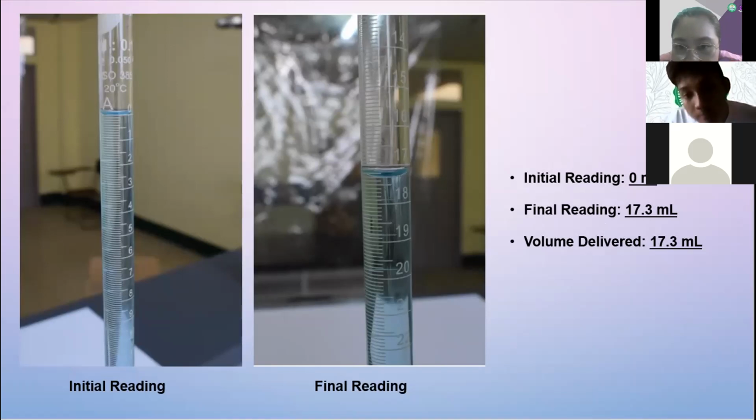Let's just correct this. 17, no. Kasi itong mataas na linya here, dito sa gitna ng 17 and 18, that is supposedly 17.5. So the line after is 17.4, and then the lower meniscus sits on 17.3. So that is 17.3 for the final reading. Now, if the initial volume is 0, then we have 17.3. Okay? So yun yung nagamit.